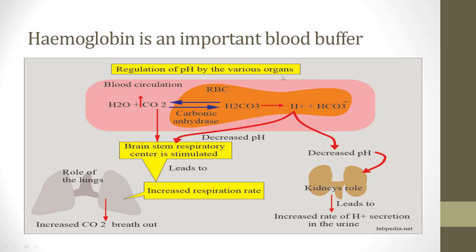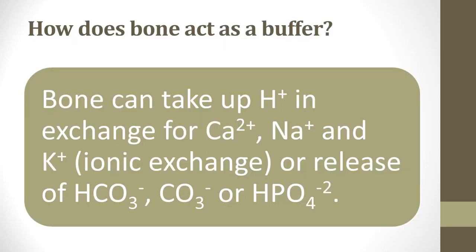Hemoglobin, very important buffer systems. What happens in the acidic environment? The respiratory center is stimulated, and subsequently the respiratory rate is stimulated, and there's washout of carbon dioxide from the body. And on that side, in presence of acidosis, more hydrogen ion is excreted through the kidneys. We will see a little bit more detail in the subsequent slides.